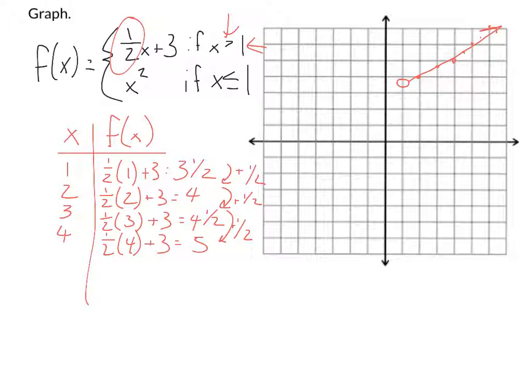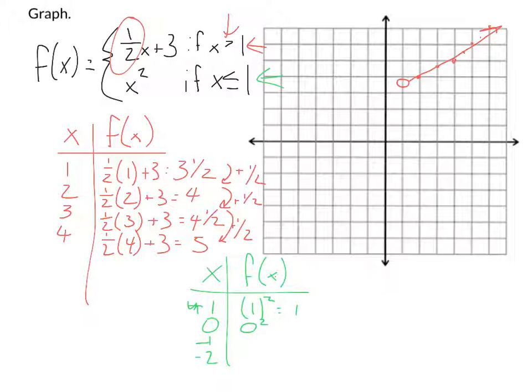Alright, let's look at the bottom piece. So I'll use green for this one, and once again I'll just make an f of x chart to make it easier. Okay, and I need to pick numbers that are less than or equal to 1. So once again I'll start with 1 as my beginning point, and then numbers less than that, so like 0, -1, -2. And if we input these things, 1 squared, that's 1. 0 squared is 0. -1 squared is +1. -2 squared is 4. So we have 1, 1.